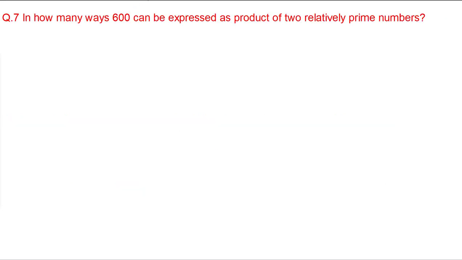The next concept is: in how many ways can 600 be expressed as the product of two relatively prime numbers? Over here, the first step is the prime factorization of 600. So let's do the prime factorization of 600.